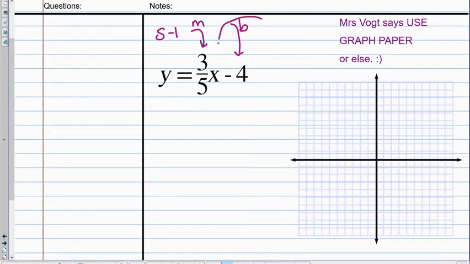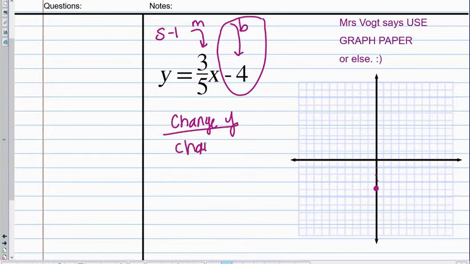So I'm going to start with the intercept. So this is the one that we all like, -4. Okay, and I'm going to move here. And then remember, my slope is the change in y over the change in x, which means I go up and down first and then left and right second. So I'm going to go up 3 and then I'm going to go over 5. And that's where I'm going to plot my next point.